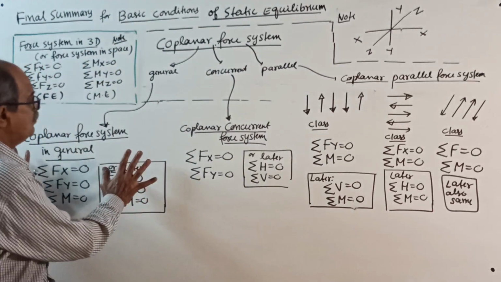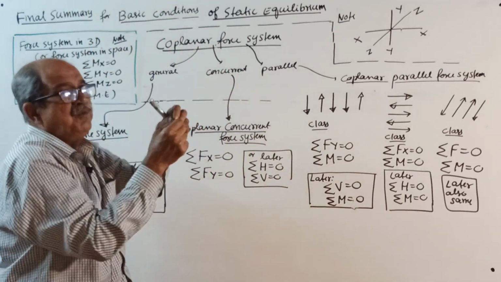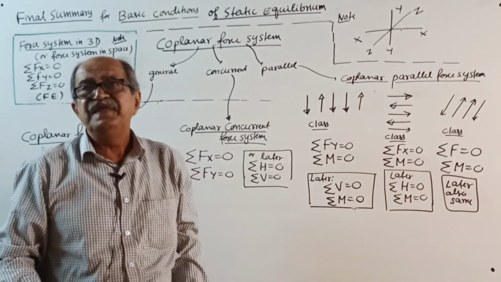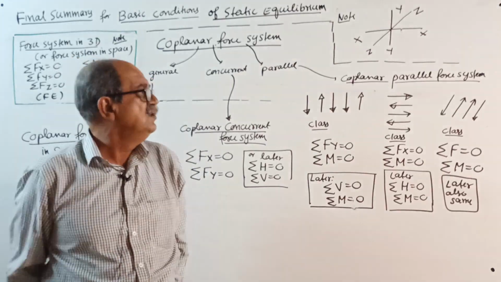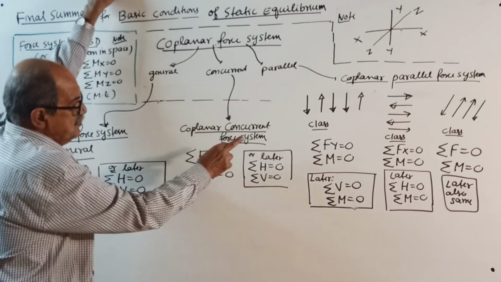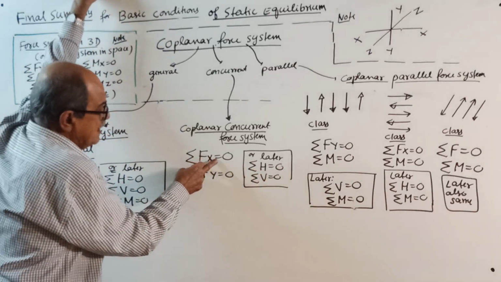Okay, now start, case 1. Coplanar concurrent force system. All forces are passing through one point. Then some moment term will not come, I told you the reason. So the conditions are sigma Fx = 0, sigma Fy = 0, or sigma H = 0, sigma V = 0. Just now I explained right here.